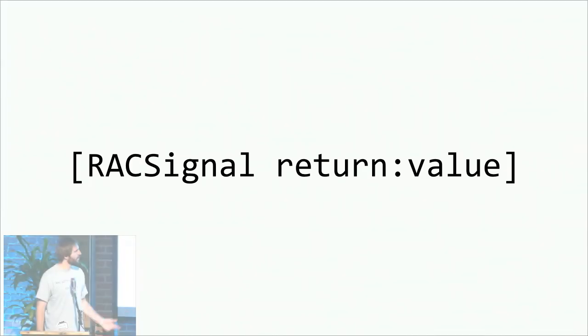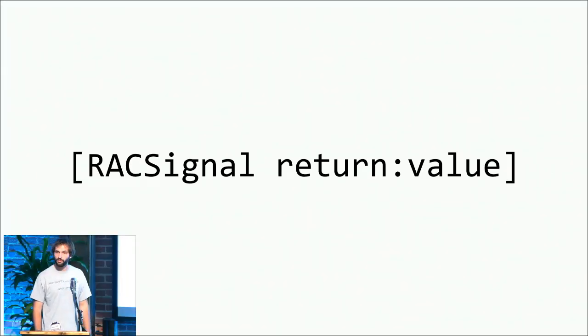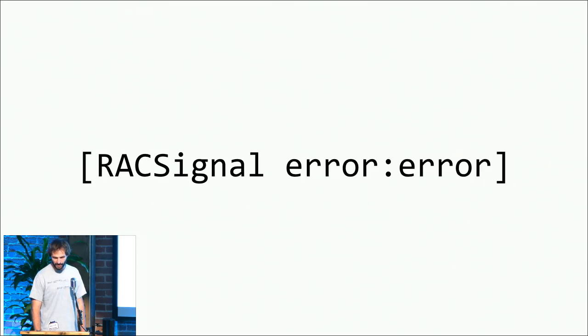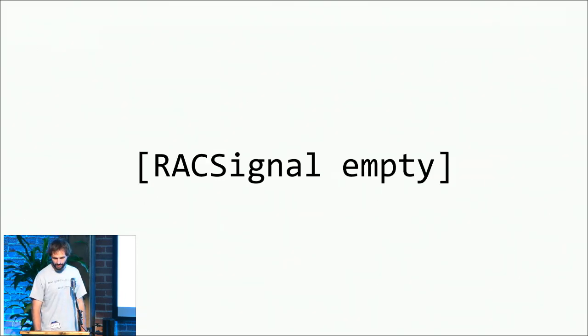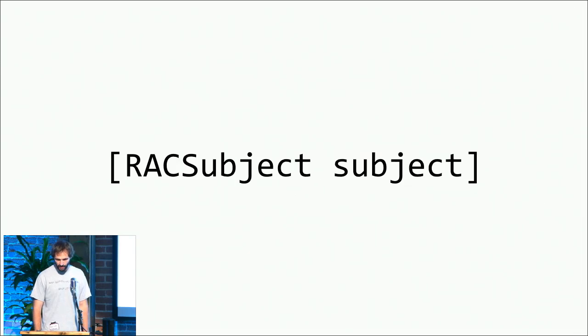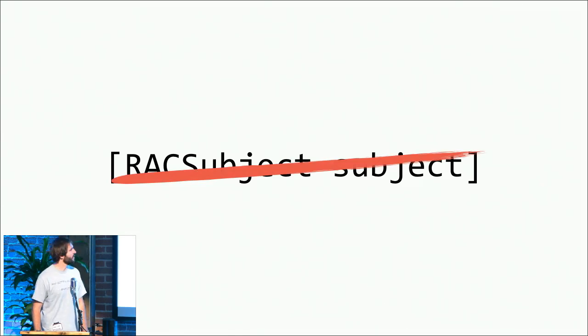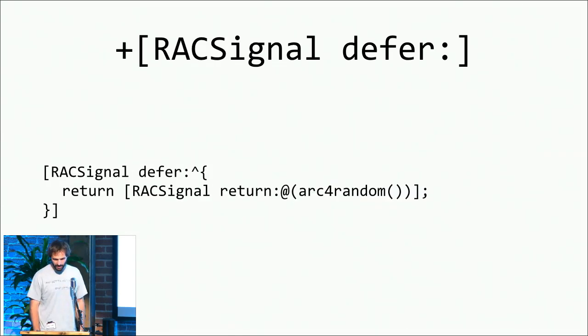So how do we create signals? There's one way here. This is to create a signal of one value that completes. Create a signal that's an error, or create a signal that just completes and doesn't send anything. RACSubject is another way that people use to bridge ReactiveCocoa code into their Apple APIs, but we don't want to do that. So we'll see how not to do that.